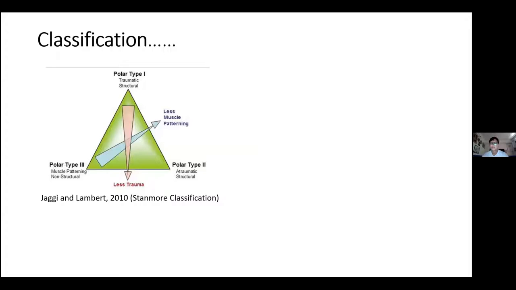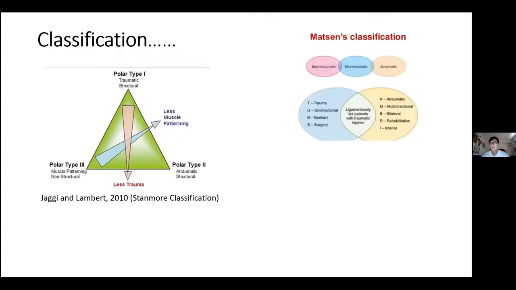In polar type 1, the lesion is mainly traumatic, and most of the time the shoulder dislocation is due to trauma causing structural damage in the shoulder. It may be microtraumatic or atraumatic with some minimal structural damage, then it is polar type 2. The muscle patterning type does not have any structural damage, but because of the imbalance of these muscles, the shoulder often gets dislocated. We should know the etiological cause of the shoulder instability to address it for the treatment.